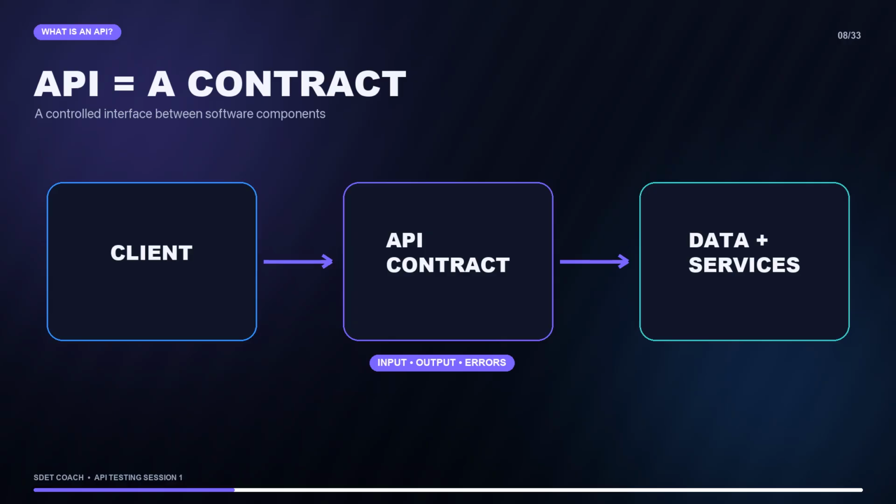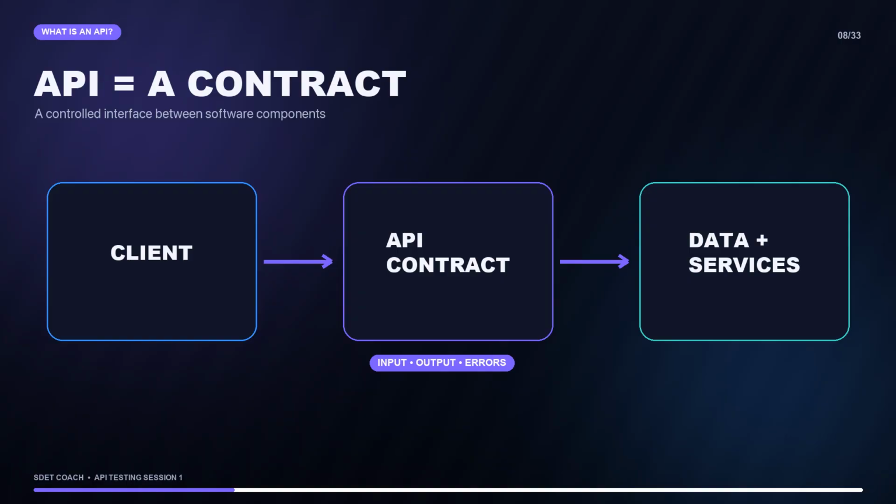The word contract is useful. A contract says which method and path to call, what headers or authentication are required, which fields belong in the request, and what responses are possible. For example, the contract may say that getUsers/3 returns a user object when the user exists, and a not-found response when the user does not.